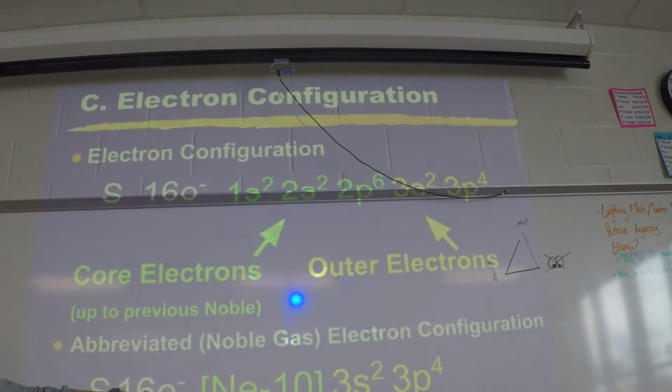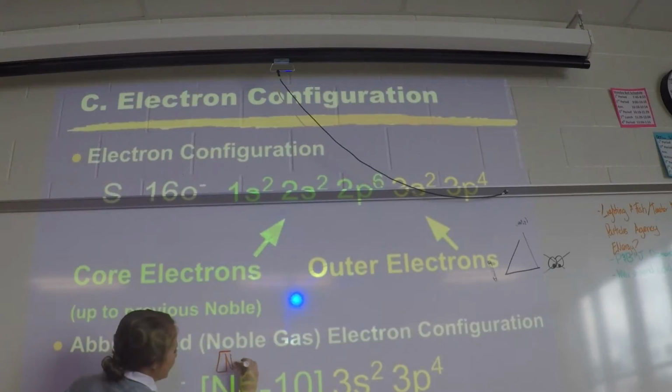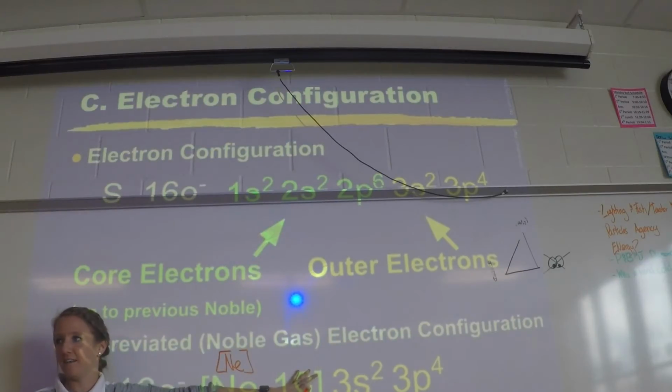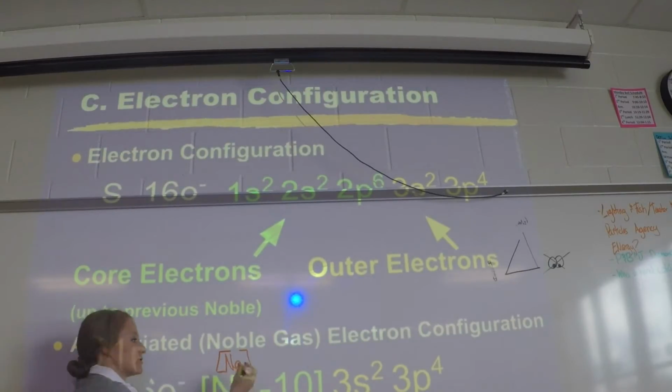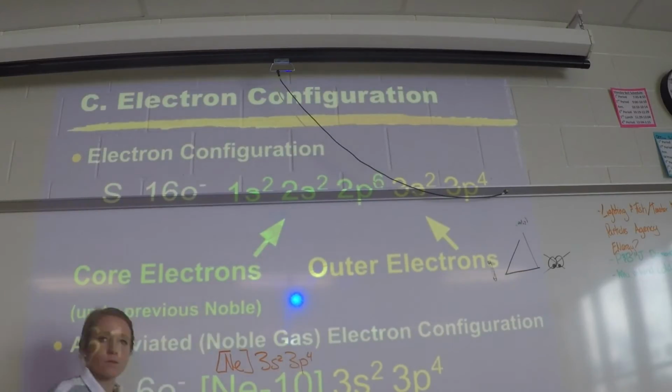One other thing with the shortcut that I'm okay with, so when I learned this method myself, I don't write neon-10, I just do neon in brackets. So you're allowed to not put that -10. Because what is this -10 representing? Neon is 10. Yeah, so it's redundant to me to put both. If you put neon, I know it's 10. So you could just do that, and then you'd have 3s2, 3p4.